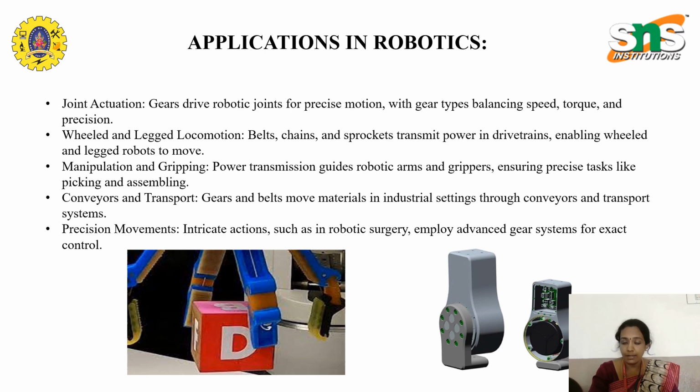Power transmission guides robotic arms and grippers. This ensures precise tasks like picking and assembling. The next important application is conveyors and transport. Gears and belts move materials in industrial settings through conveyors and transport systems. The next one is precision movement. It integrates actions like robotic surgery, and gear systems are important applications in robots nowadays.